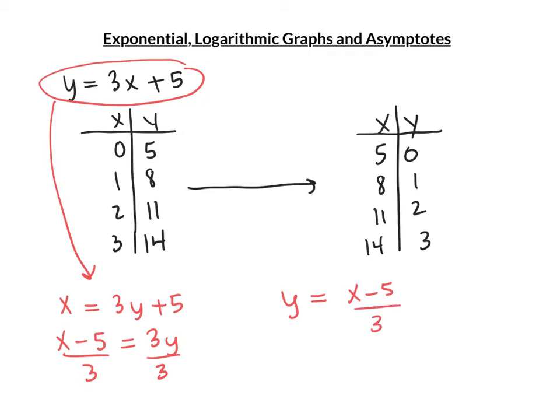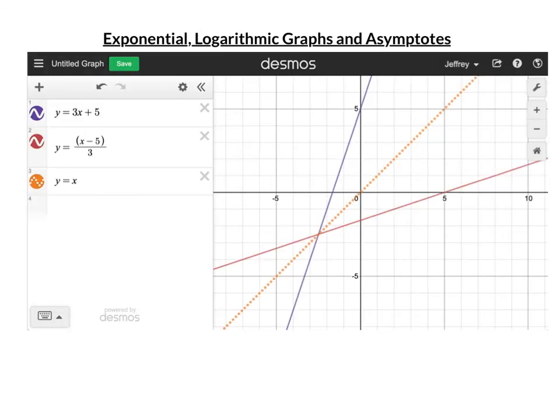We can check our equation because if I plug in any of these x values, I should get the y values. If I plug in 14, I should get 3. 14 minus 5 is 9. 9 divided by 3 is 3. We're good. I want you to remember that an equation and its inverse are reflections of each other through the line y equals x.